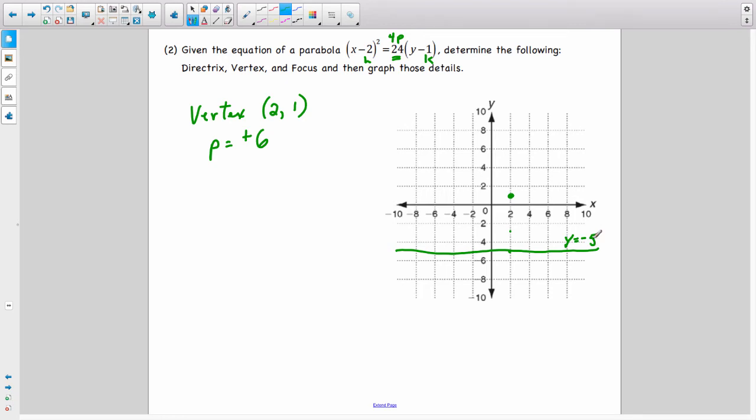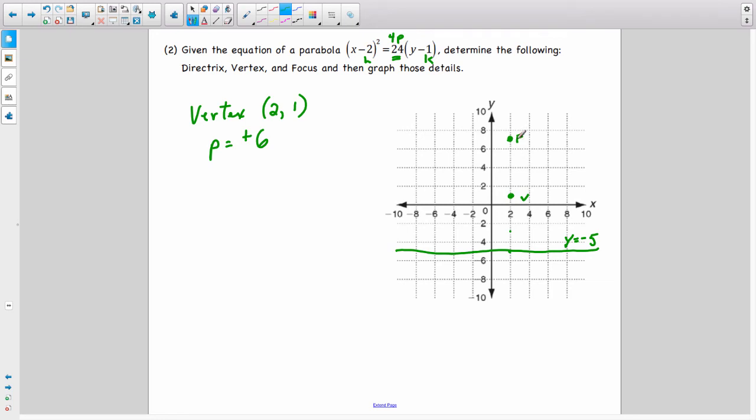How far away will my focus be? The same distance: 1, 2, 3, 4, 5, 6. There's my focus. So I've got the vertex and the focus. Now, this is definitely a parabola opening upwards.